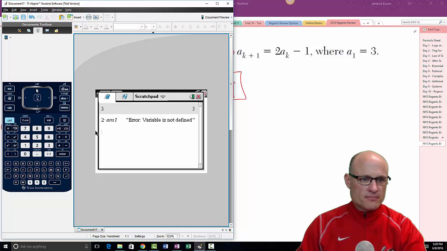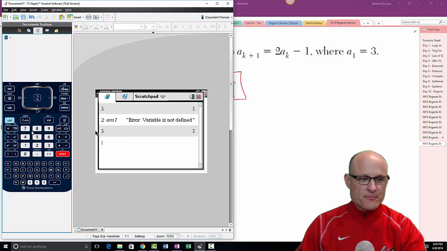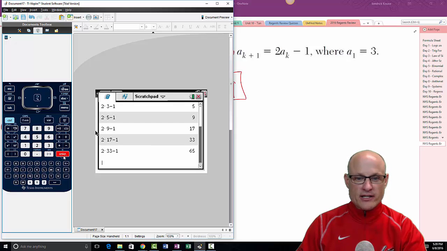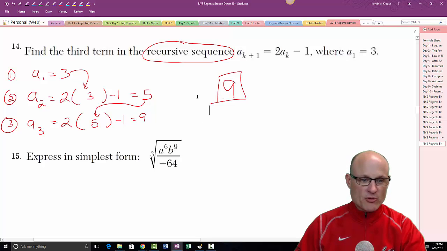Oh, I forgot the minus 1. Oh, now it's going to be all kind of messed up. So there's 3. 2 times answer minus 1. Enter. 5. Enter. 9. Enter. And I can just go all day. That's what they all are. If they ask for the 43rd term, there it is. Whatever. All right, let's keep moving.